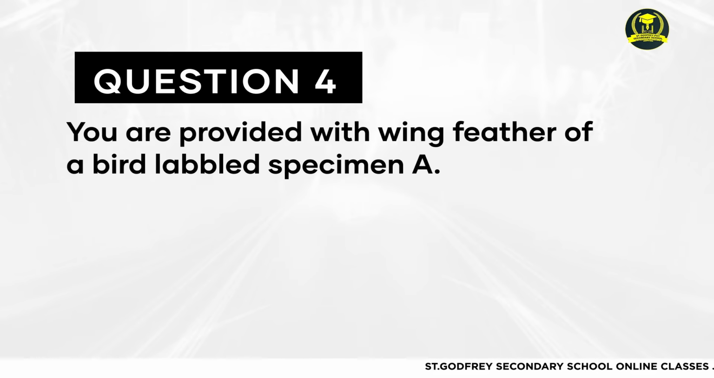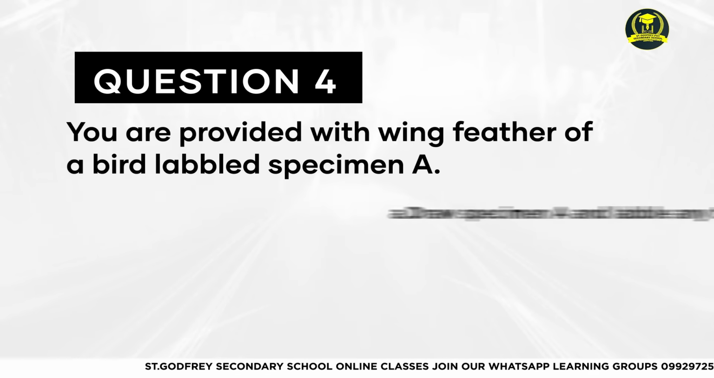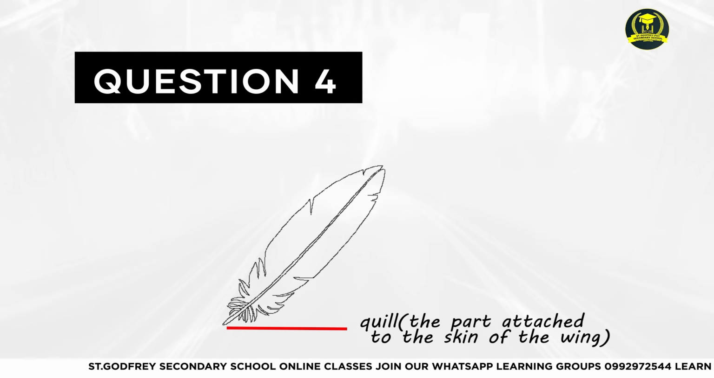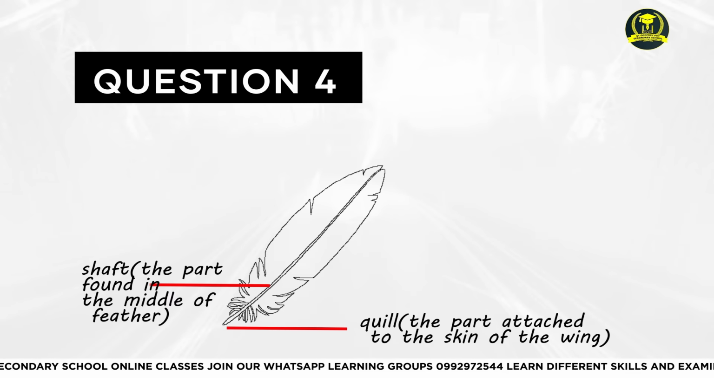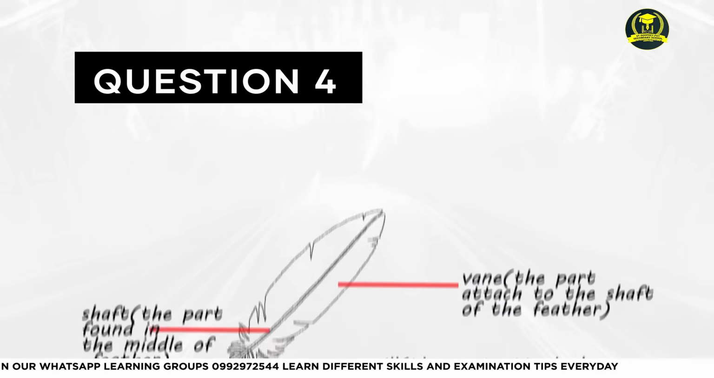Question number 4. You are provided with a wing feather of a bird, labeled specimen A. Question A. Draw specimen A and label any 3 parts. These are: number 1, quill. This is the part which is attached to the skin of the wing. Number 2, shaft. This is the part that is found at the middle of the feather. Number 3, vein. This is the part which is attached to the shaft of the feather.